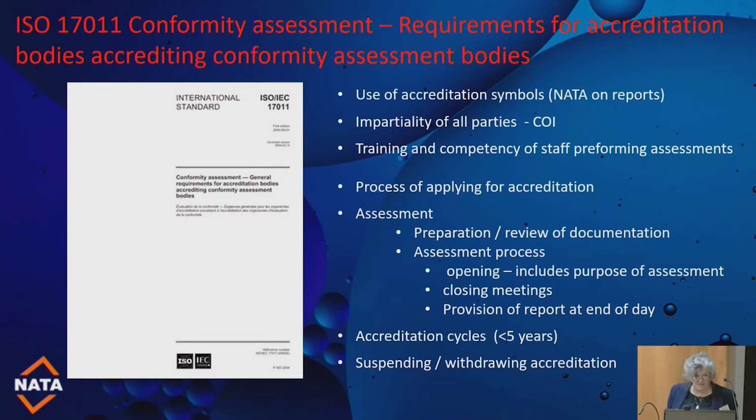Accreditation cycles have to be less than 5 years. The human pathology one is actually 4 years, and 3 years, and there's a reason why it varies a little bit within human pathology, but that comes down a bit later. And there are details on how to suspend or withdraw an accreditation. So when things happen, we are complying with the standard that we have to comply with, that we're about to be audited on ourselves.